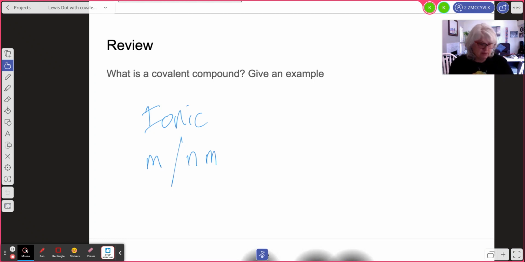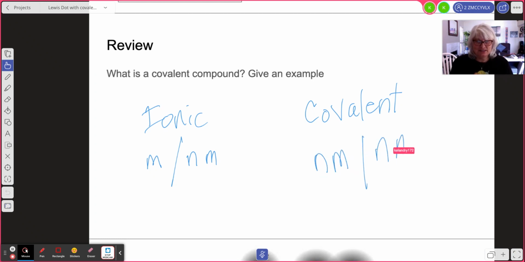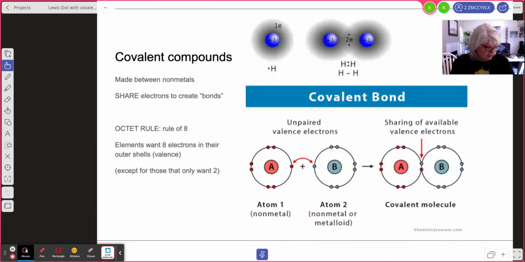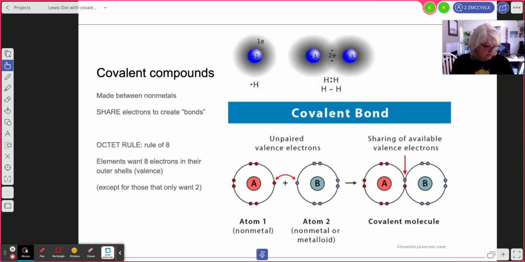The other type of bond that we're going to go over today is a covalent bond. In covalent bonds, they actually share electrons, and these are going to be between nonmetals and nonmetals. So let's jump right in. So here is an example of a covalent bond.